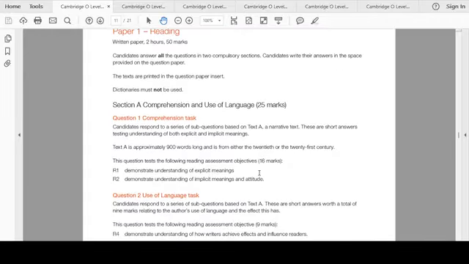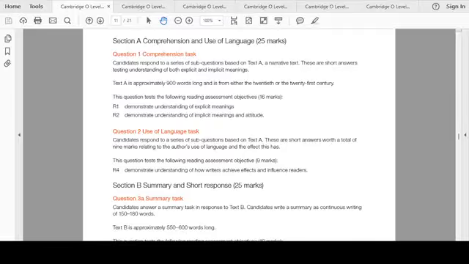So, paper one, again, 2 hours, 50 marks, two tasks. Task one, section A, is the comprehension use of language. And so that is split into two questions. Question one is the comprehension task. And the entirety of section A, the comprehension task, will be based on text A, which will be given separately as an insert, which is approximately 900 words long.